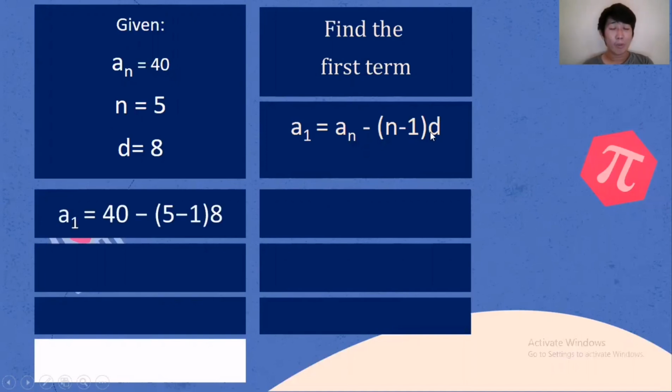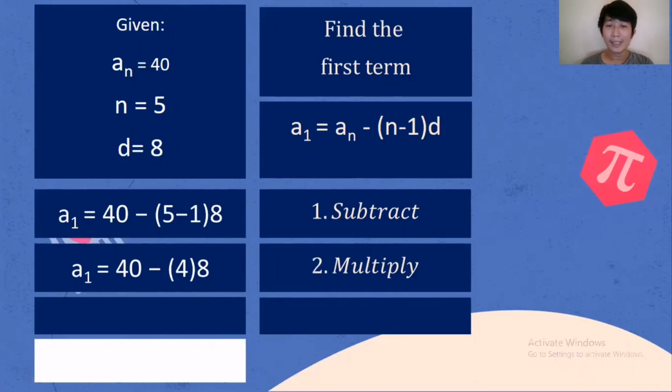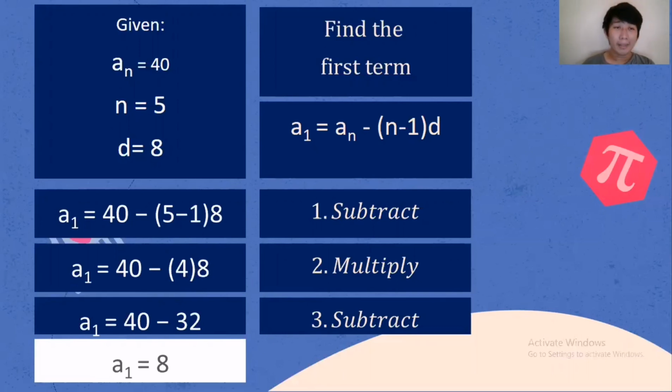That is 40 minus the quantity of 5 minus 1 multiplied by 8. So what is the first term based on the given sequence? The first process will be subtract. So 5 minus 1, that is 4. Very good. Next, we multiply 4 times 8, that is 32. And the last process will be subtract. Very good. So 40 minus 32, a sub 1 is equal to 8. That means the first term of the given sequence is 8.